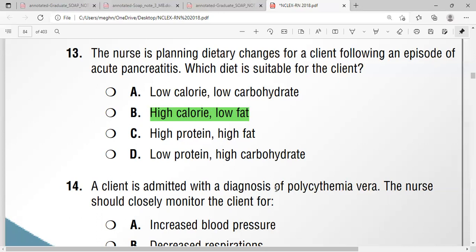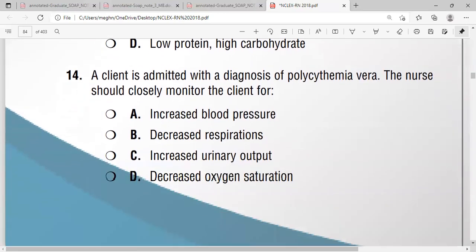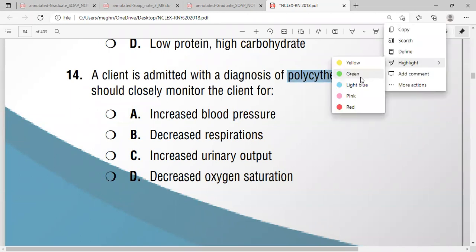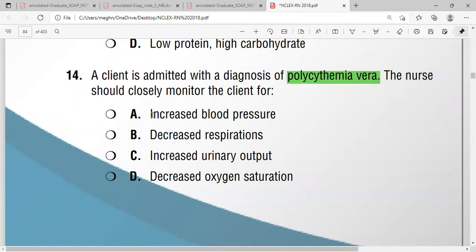Next question. A client is admitted with a diagnosis of polycythemia vera. The nurse should closely monitor the client for what? The keyword is polycythemia vera, right? Number A, increase in blood pressure. Number B, decrease in respiration. Number C, increase in urinary output. Number D, decrease in oxygen saturation.